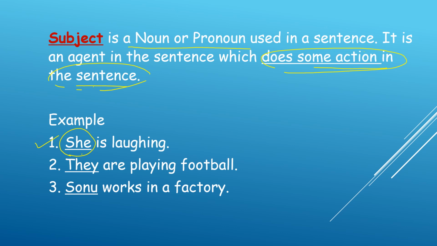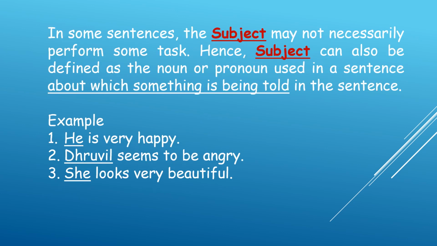They are playing football. So what action is done by they? Playing football. So they are doing the action. They is the subject. Sonu works in a factory. Sonu works, again an action is done by Sonu, that he works in a factory. So Sonu is the subject. Now let us see with the next possibility. So this is our first possibility, that a subject does some action. Now let us see the second possibility.